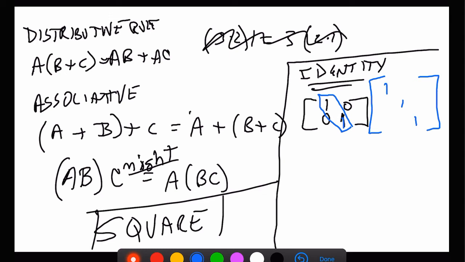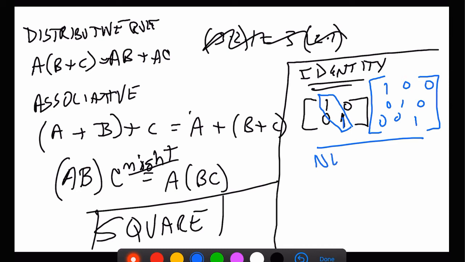1, 1, 1, 0, 0, 0, 0, 0, 0. Okay? Those are identity matrices. And identity matrices act as the number 1. In the matrix world, an identity matrix is the number 1.